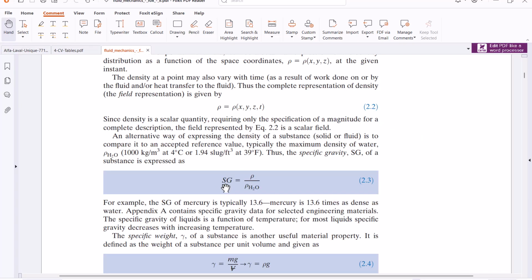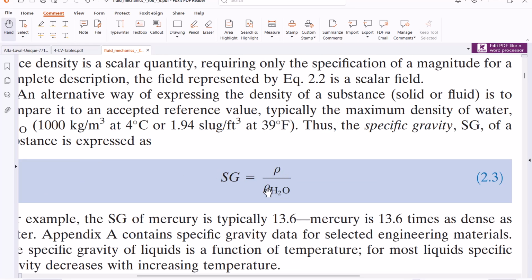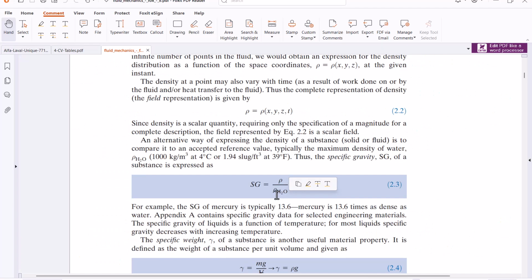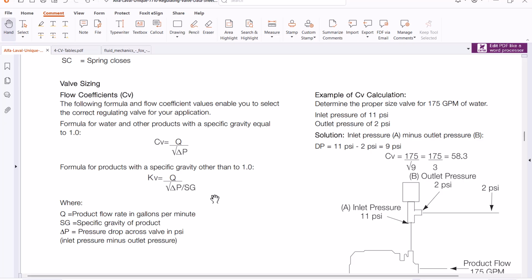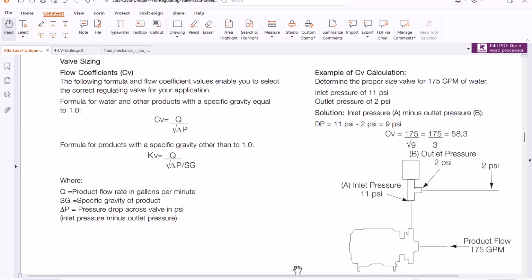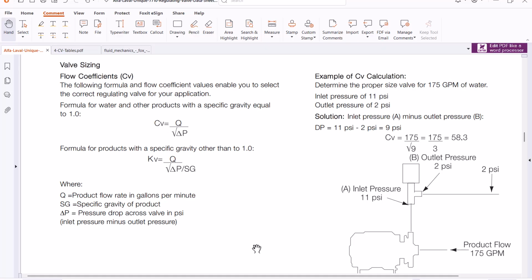So I hope you are familiar with the definition of a specific gravity, which is the density of the fluid over some reference density, which is most of the time taken as the density of water at 4 degrees Celsius or at 39 degrees Fahrenheit. And in our simulation, I used water. It was the default option. But if you want to change your liquid, make sure you do not forget to add the specific gravity in your definition of the flow coefficient.